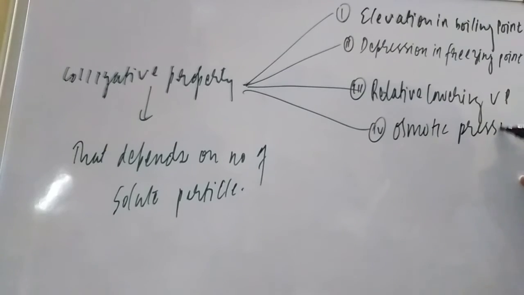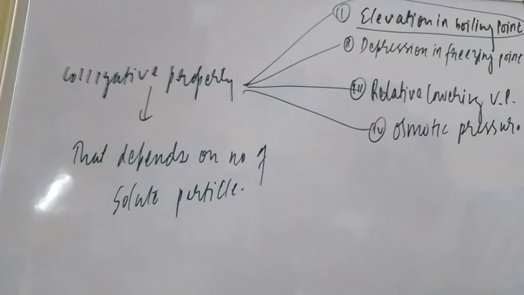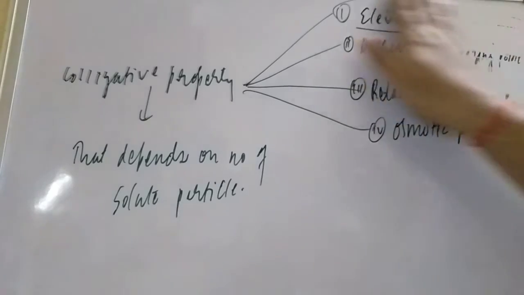Dear student, what we have to understand here: we are taking elevation in boiling point. Firstly we defined colligative properties: those properties which depend on the number of solute particles. The types are elevation in boiling point, depression in freezing point, relative lowering of vapor pressure, and osmotic pressure. These properties do not depend on the nature of the solute particle. They only depend on the number of solute particles. So let us understand these colligative properties one by one.